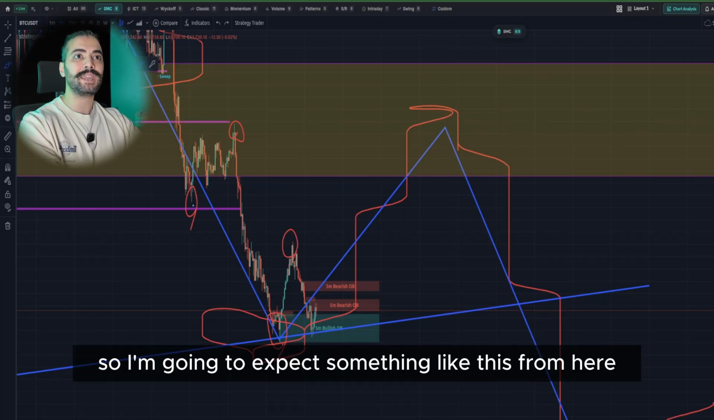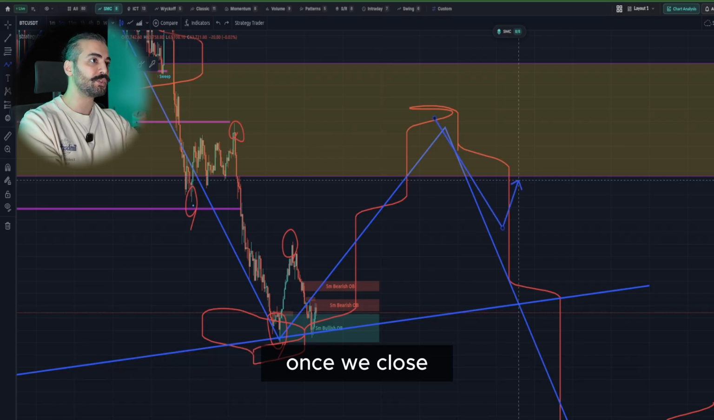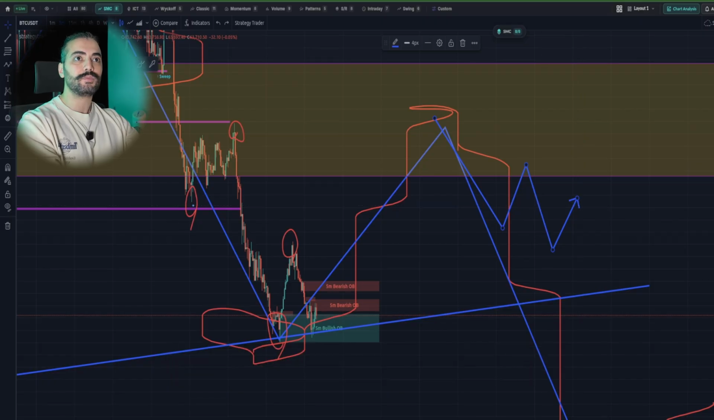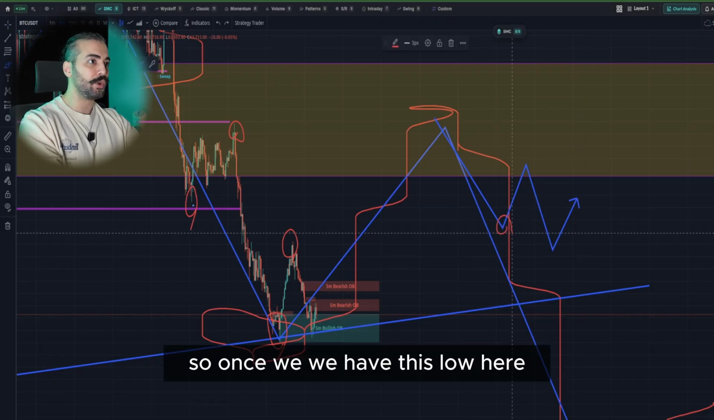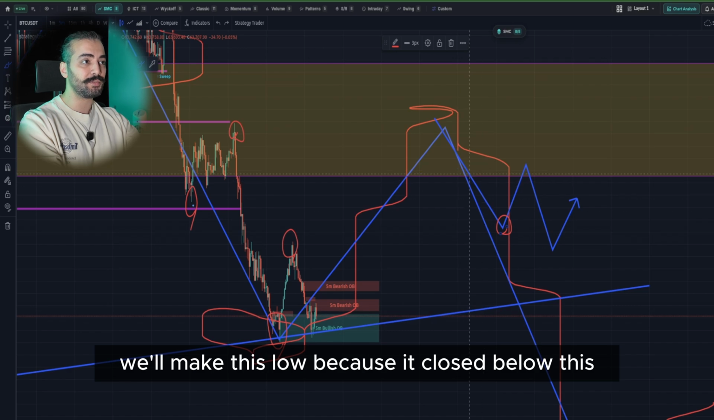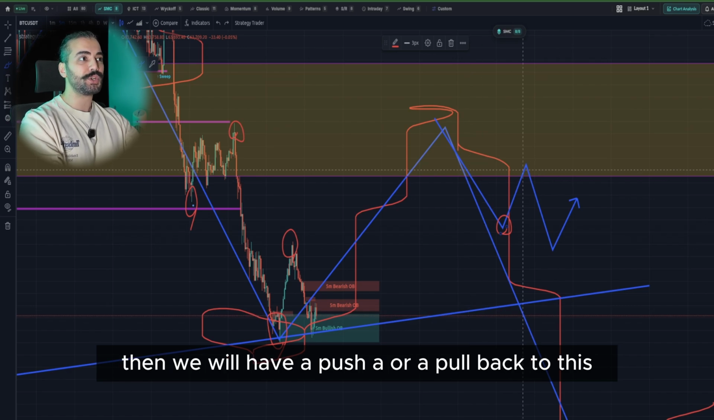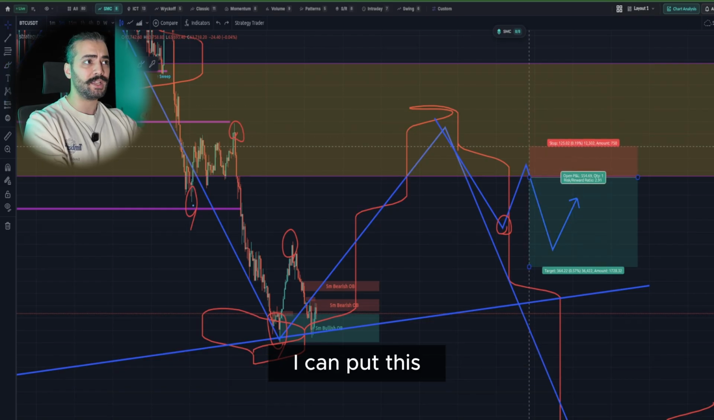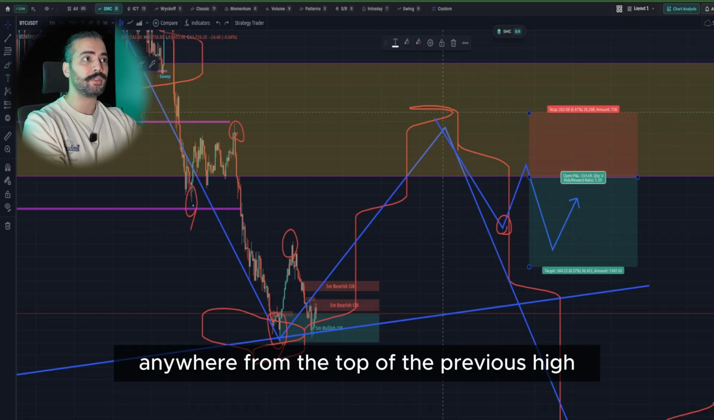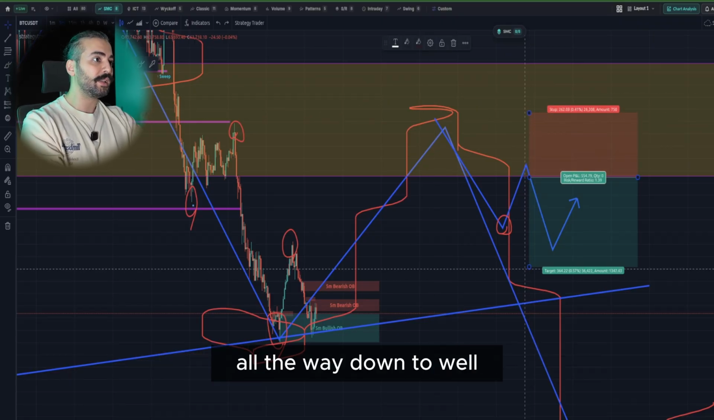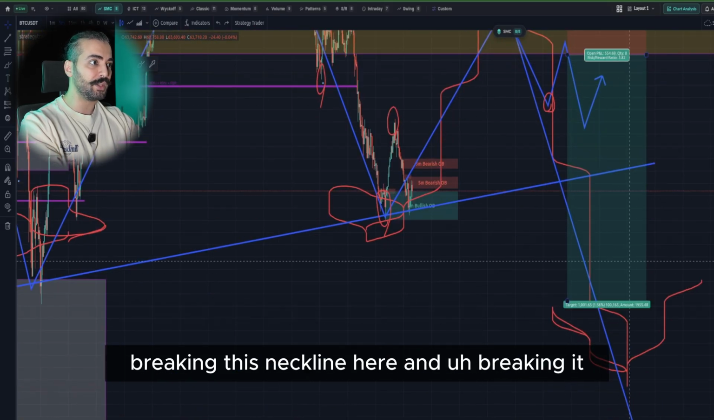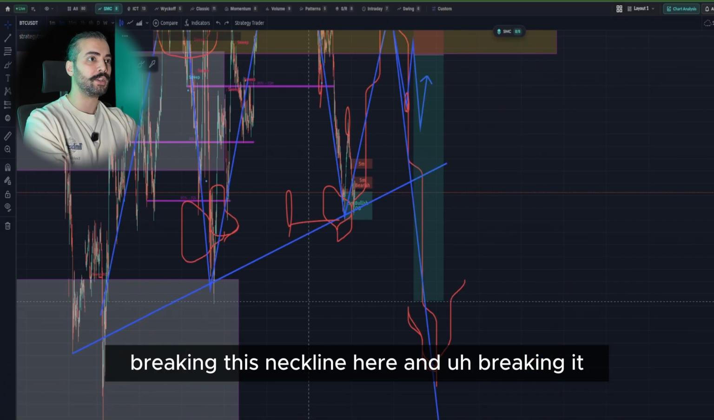So I'm going to expect something like this from here once we've closed. Then once we close another one, once we have this low here, because it closed below this, we will have a push or a pullback to this. And from here, I can open my short position. I can put this anywhere from the top of the previous high all the way down to, well, the expected is going to be breaking this neckline here.